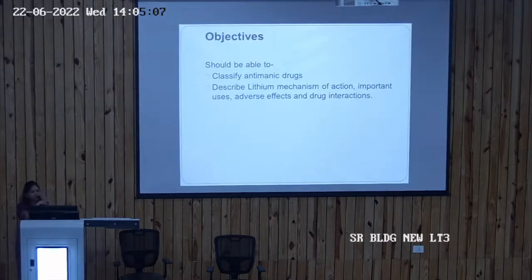So at the end you should be able to classify these anti-manic drugs and describe lithium. Only one drug we will be mainly focusing on, that is lithium. You should be thorough with the mechanism of action, uses, adverse effects, and drug interactions of lithium.